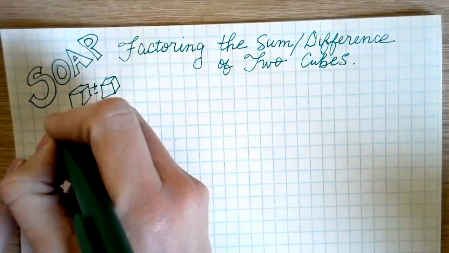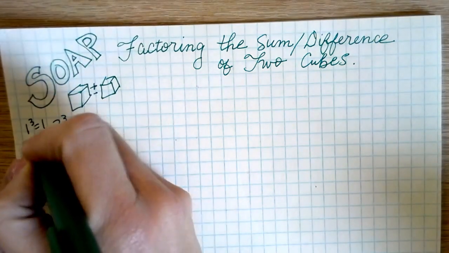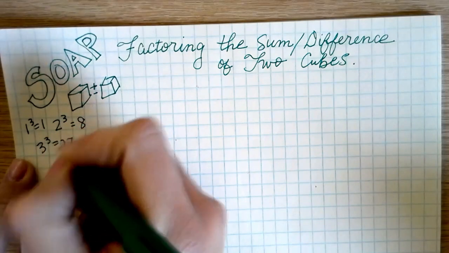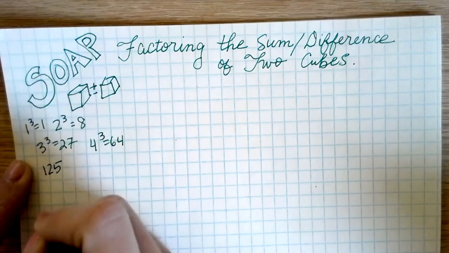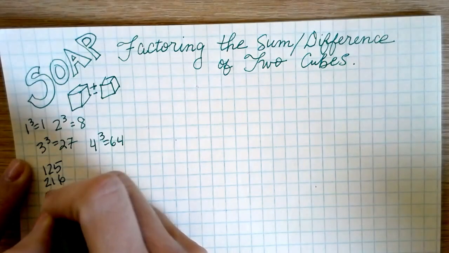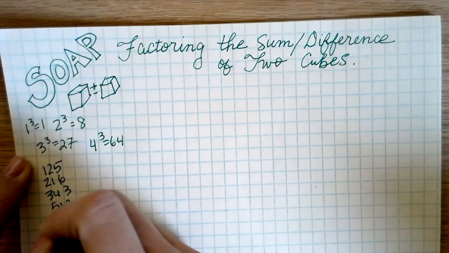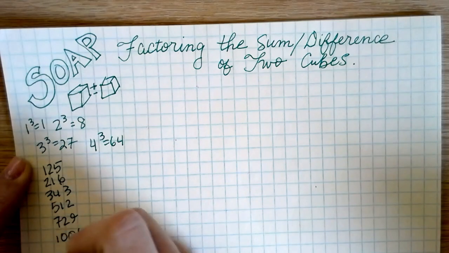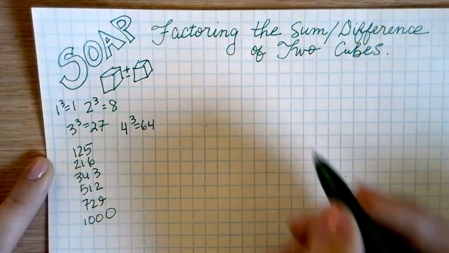Let's think of some perfect cubes. What's 2 cubed? What's 1 cubed? 1 cubed is 1, 2 cubed is 8, 3 cubed is 27, and the list goes on, right? 4 cubed is 64. 5 cubed is 125, we'll also see numbers like 216, 343, and so on, okay? 512, 729, 1,000, I don't think I missed anybody, okay? You need to know that these numbers are perfect cubes. It's going to help you out.